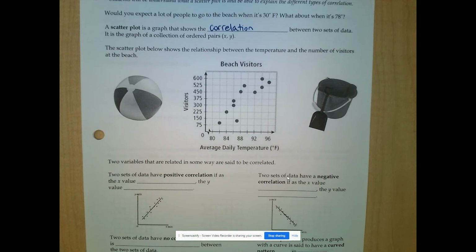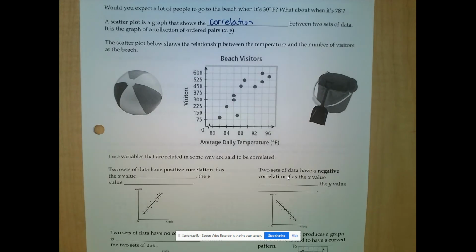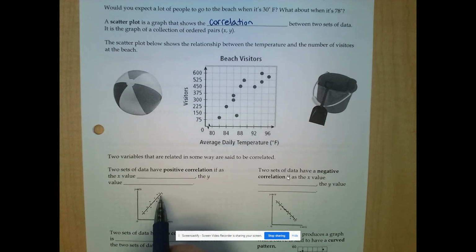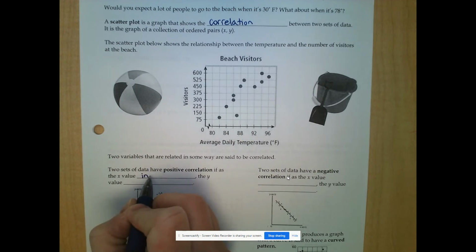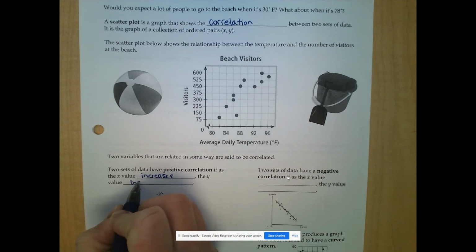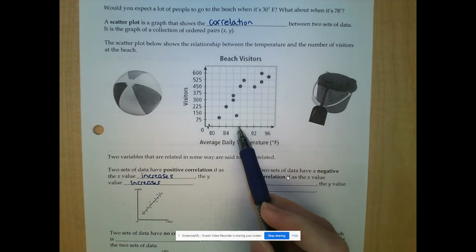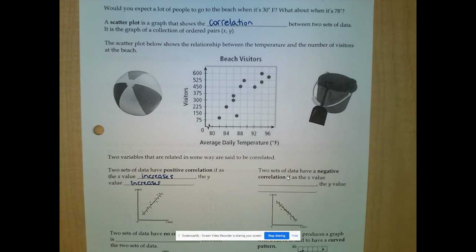Two sets of data have positive correlation if the x value increases, the y value increases. So what you'll notice here is as I pick higher x values, the y values are also getting higher as well. So if both things are increasing, like our temperatures increase, number of daily visitors increase.